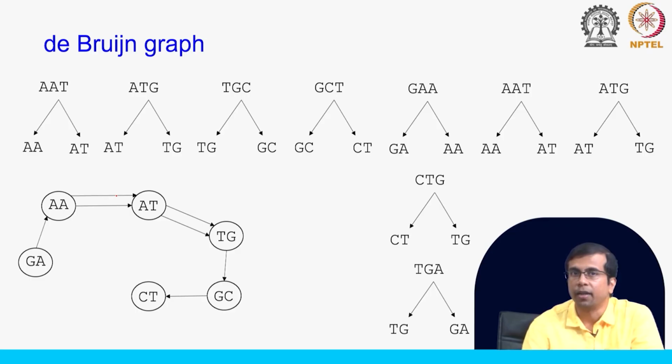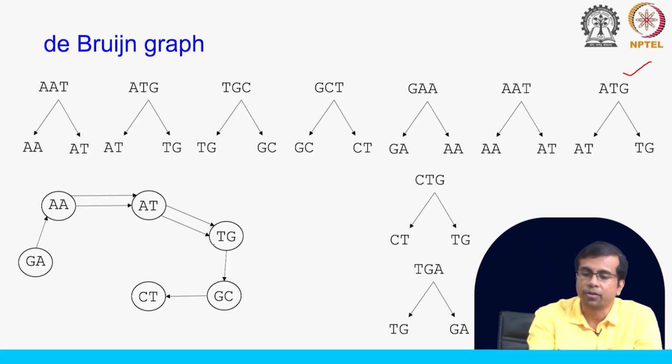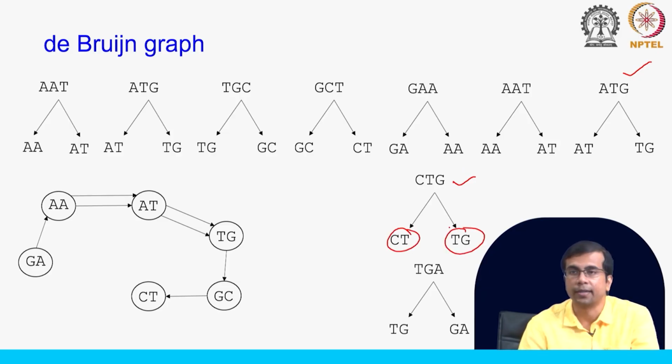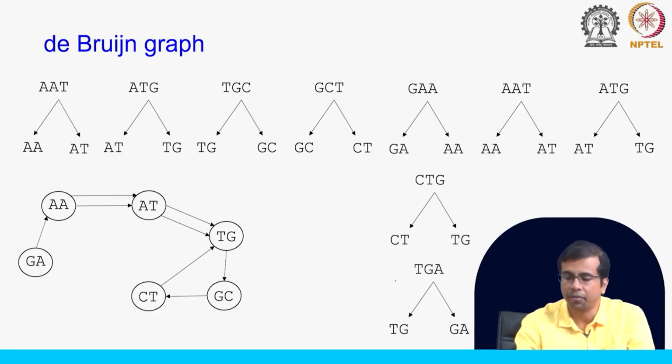And similarly, we can go to the ATG k-mer, and then we see that these two nodes again exist. So, we add another edge here and we will have two edges between the AT and TG nodes. Now, moving on, we can come to this CTG, and what we see is that these nodes, CT and TG, both these k minus 1 mers actually exist as nodes in the graph. So, we simply add this edge, add this connection. Finally, we have this one, TGA, and again we can check whether TG and GA exist in the graph. Both of them do. So, then we add this edge.